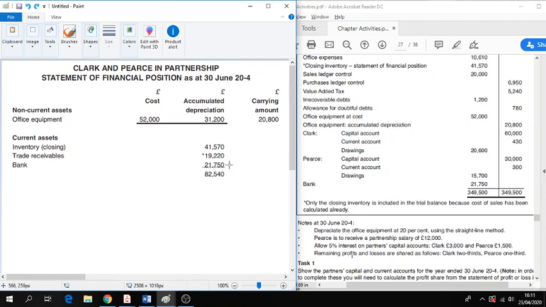Then you have your bank. Your bank is at the bottom. It is a debit balance. It is a positive. It is an asset. And you add your assets up. Okay, so that is the second section, current assets.